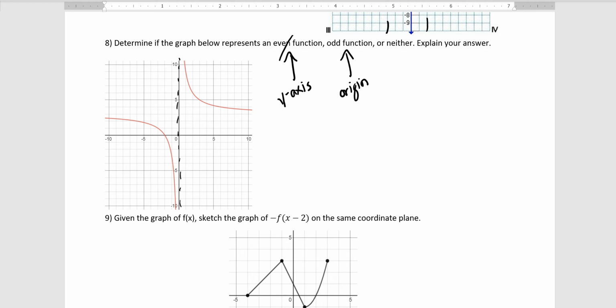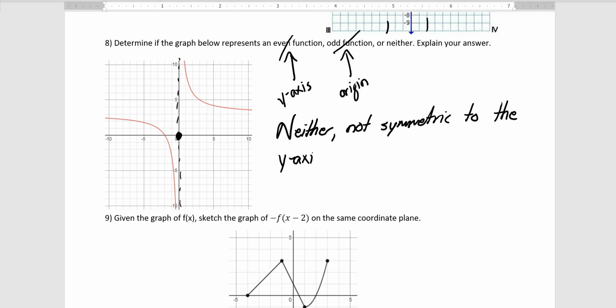Is it an odd function? So that means if I take that origin and I rotate this 180 degrees around the origin, would I get the same thing? And the answer to that is no. So this is neither. And for the explain, you can say it's not symmetric to the y-axis or the origin. And there we go. Very nice.